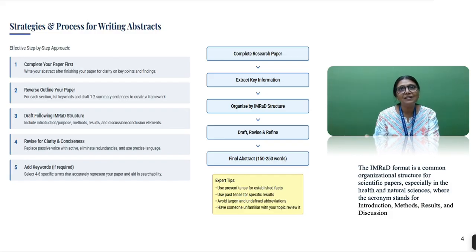So, while writing the abstract, how do we identify the key points from a very big piece of research, from a research article that runs over 20 or 30 pages?